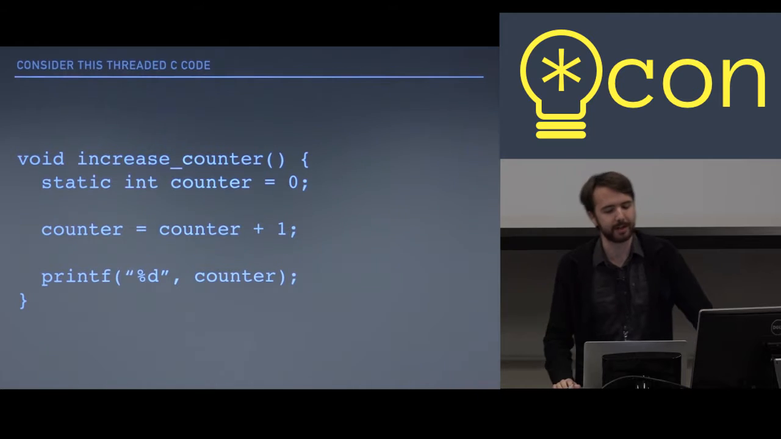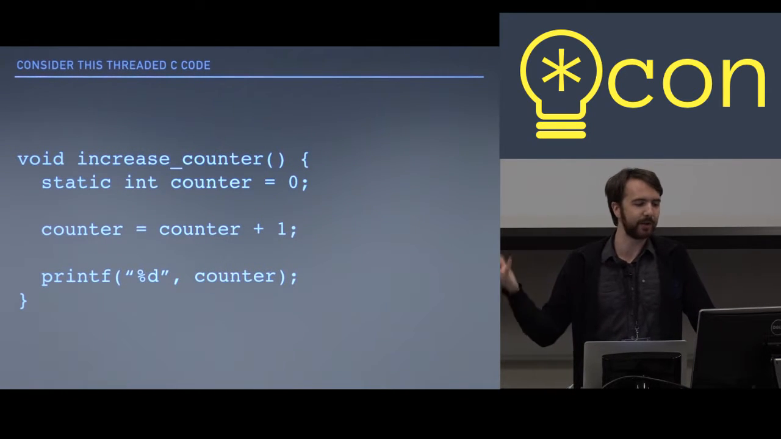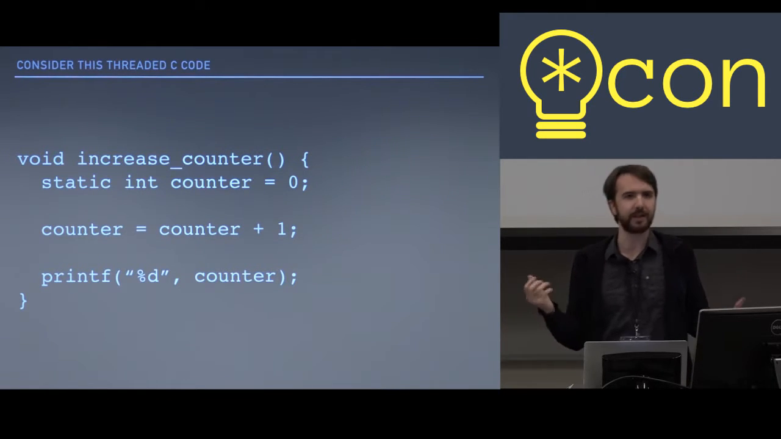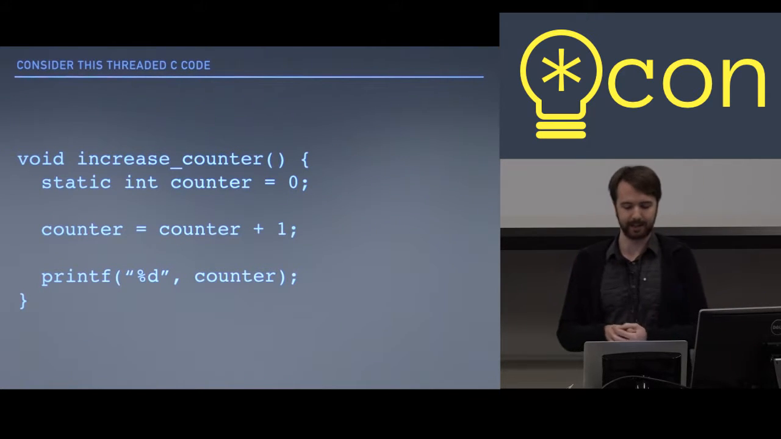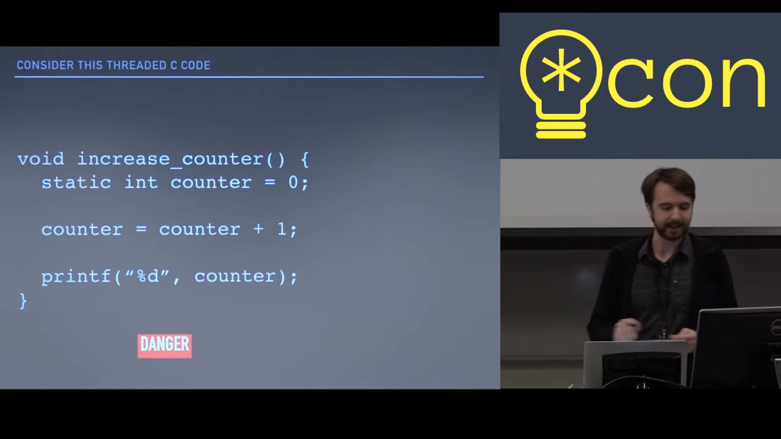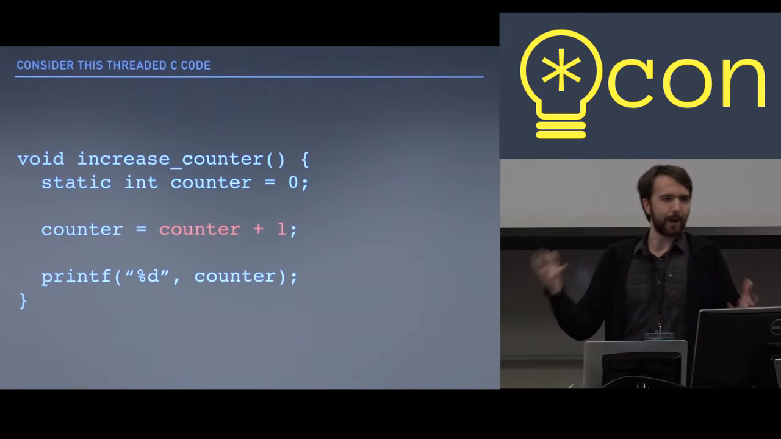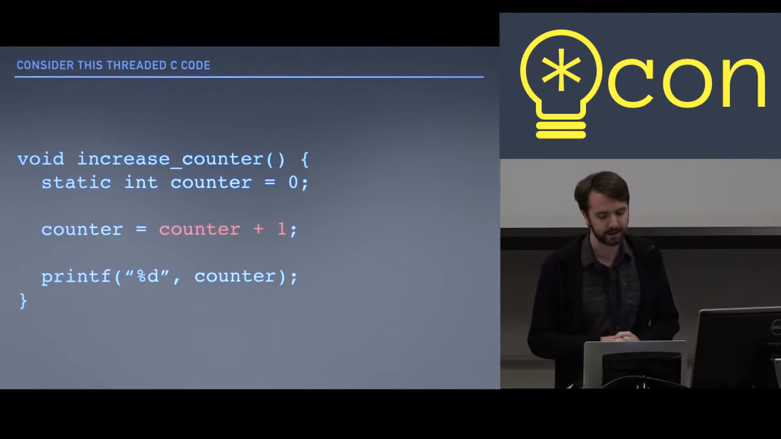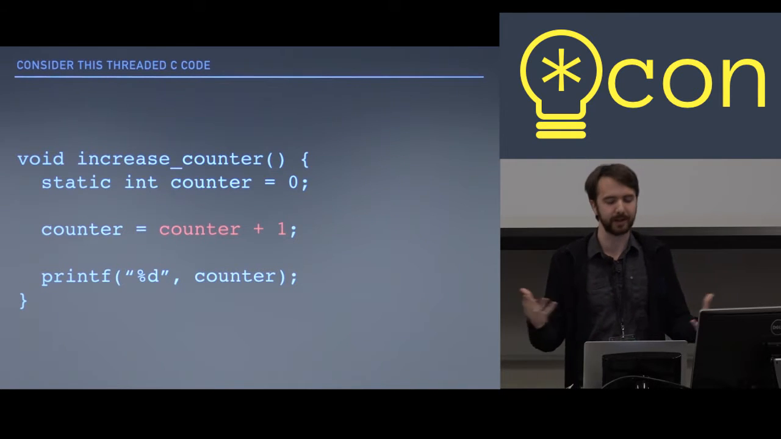So let's take a look at some C code. This is a function that keeps track of a value that is shared between all different invocations. It increases that value and then prints it out. We're taught that this code is incorrect if it is used from multiple threads simultaneously. Now, why is that the case? That's because there is this operation where we read a value and then write an updated value back to it. And that means that this is an operation that can actually be interrupted.